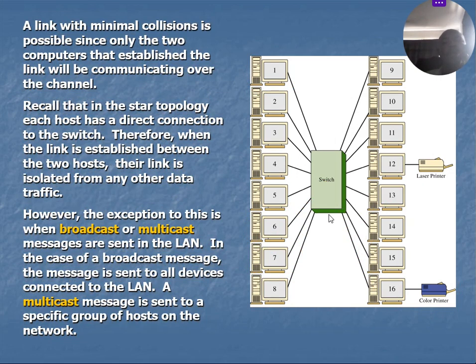Now we say a link with minimal collision is possible, since only two computers will establish a connection between themselves while they are communicating over the channel. So if another computer wants to come in, it will have to wait till these two computers are done with themselves before it can establish its connection with that particular port or computer.